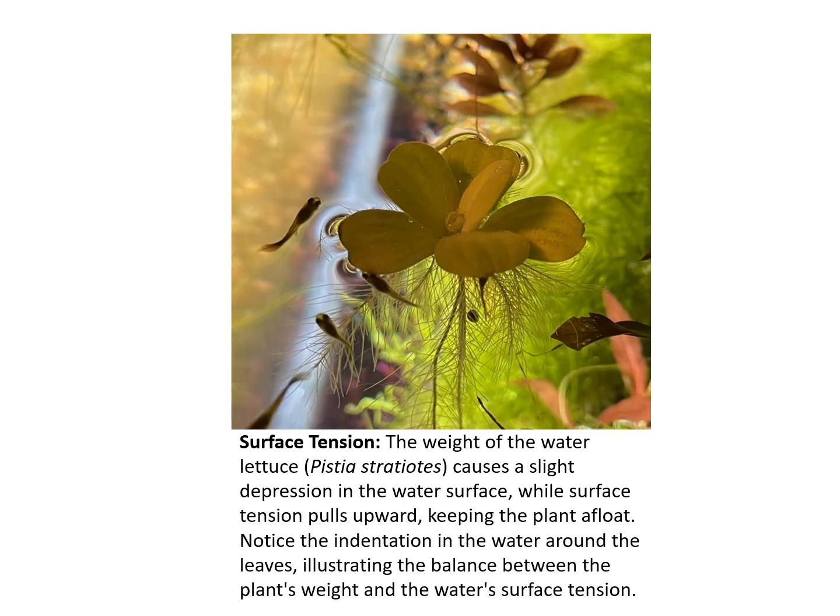And here's a perfect example: surface tension at work. The weight of the water lettuce, Pistia stratiotes, causes a slight depression in the water's surface. But surface tension pulls upward, creating a balance that keeps the plant afloat. If you look closely, you can see the subtle indentation in the water around the leaves, a clear illustration of how surface tension resists the plant's weight and holds it up.